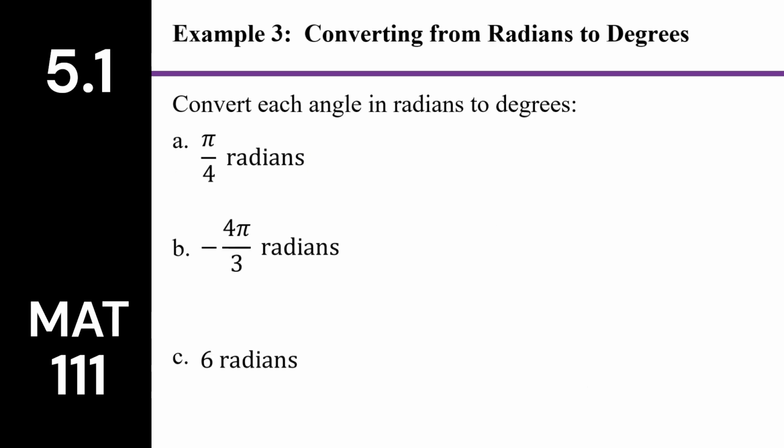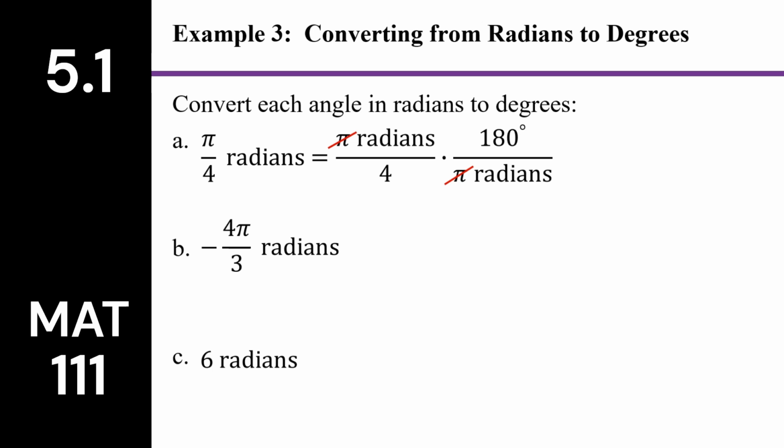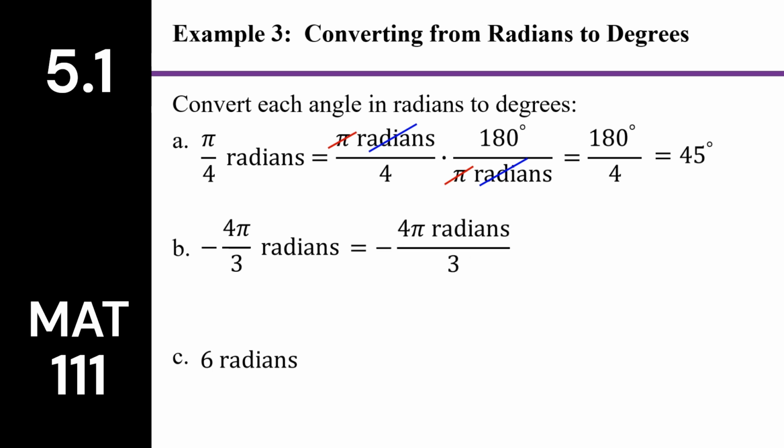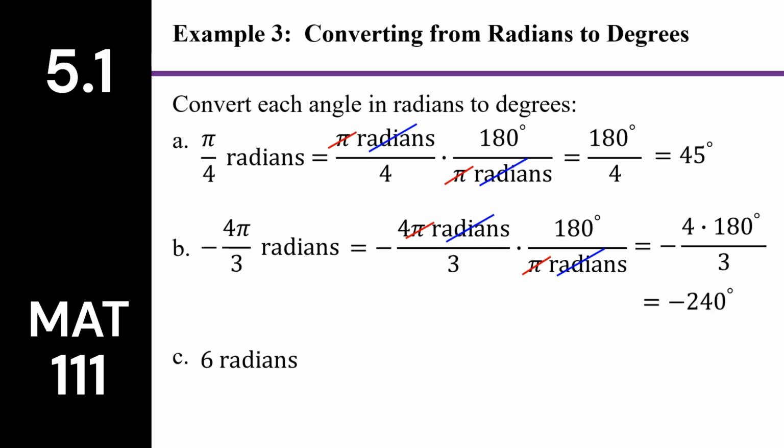Now let's take a look at converting from radians to degrees. In this first example, we'll rewrite it with the radians up top, and then we can multiply by that special fraction. Remember, these fractions are equal to 1 because the top equals the bottom. And we put radians on the bottom because that's what we want to cancel. In fact, the pi's will cancel and the radians will cancel, giving us 180 degrees over 4, which reduces to 45. In example B, again, we'll rewrite it with radians up top, multiply by 180 over pi, and the pi's cancel, radians cancel, giving us this, which works out to negative 240 degrees.